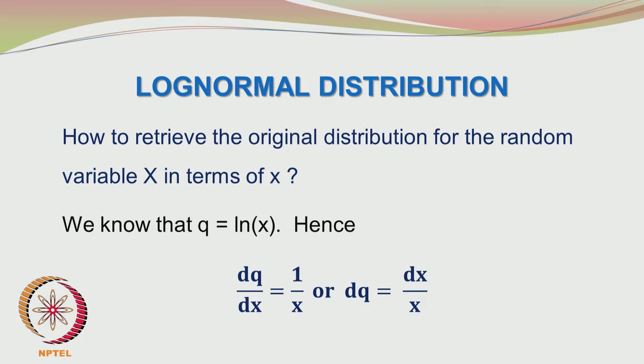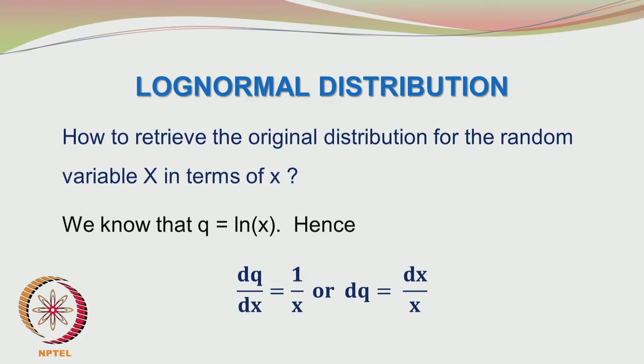So, you have the random variable x and you also have the transformed variable Q. After the transformation you got a normal distribution. What was the distribution like in the original form? How was the probability distribution defined in terms of the original random variable x? That is very interesting. We can find it pretty easily. We know that q is equal to ln x. So, we differentiate q with respect to x, we get dq by dx is equal to 1 by x, or dq is equal to dx by x. This we can use to retrieve the original form of the distribution in terms of x.